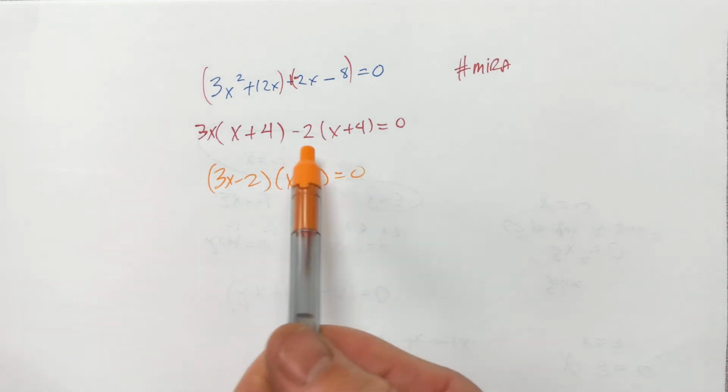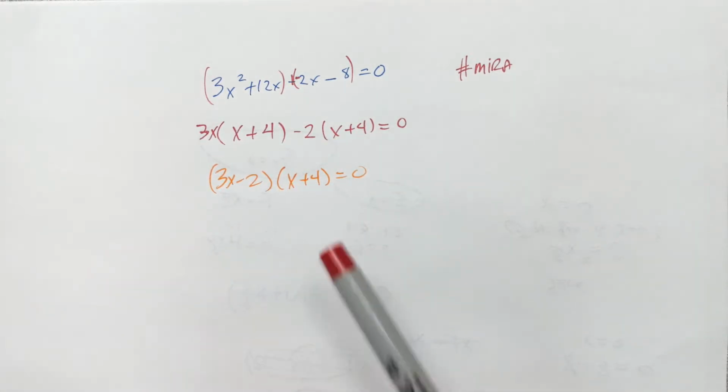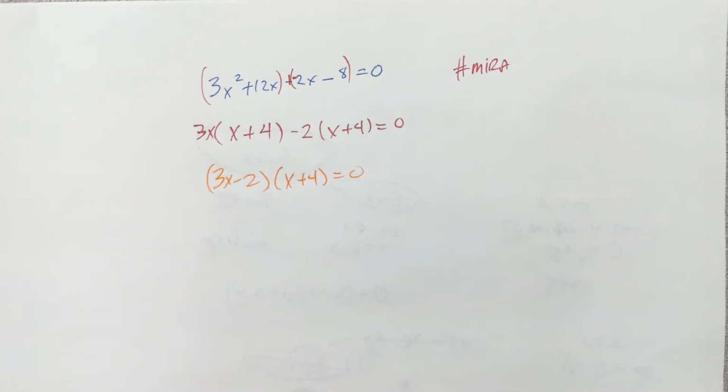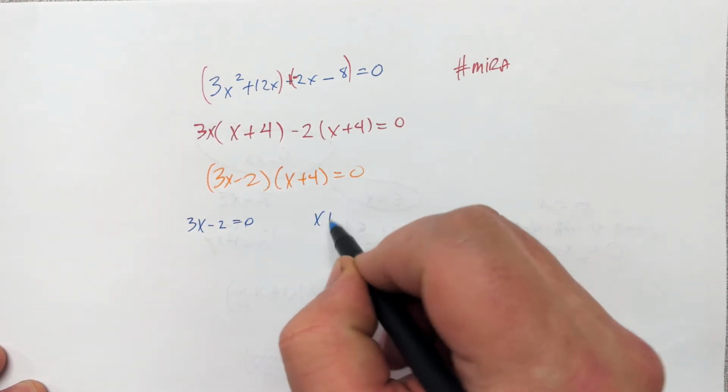And you guys were good at these too. You just forgot because we haven't practiced those so much. But now that we got the factoring, now we're going to take each factor, set each factor equal to 0, and solve both. So 3x minus 2, x plus 4.